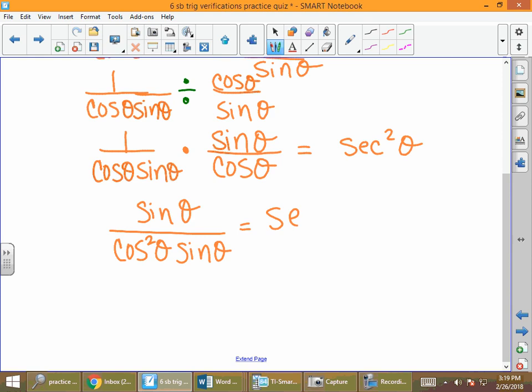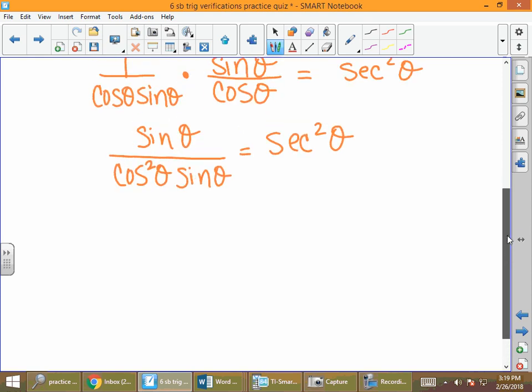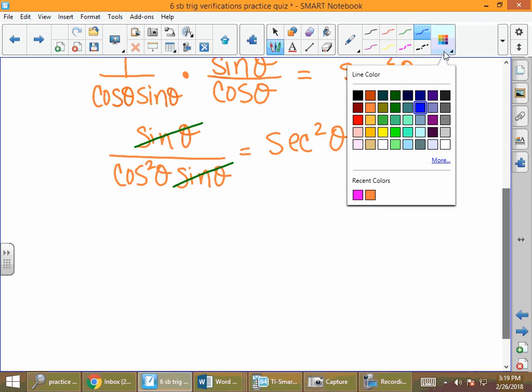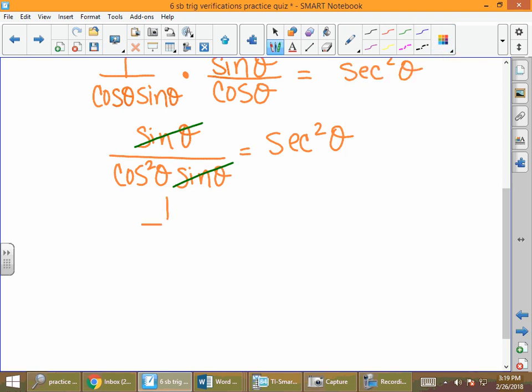Once again, we're trying to get this to turn into secant squared of theta. Well, then we can ask ourselves, on this left side of our equation, do we have anything exactly the same in the top and in the bottom? And we do. Well, remember, sine divided by sine is 1. We have 1 over cosine squared theta.